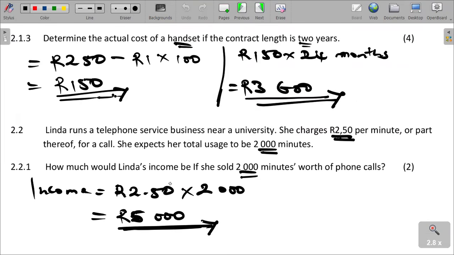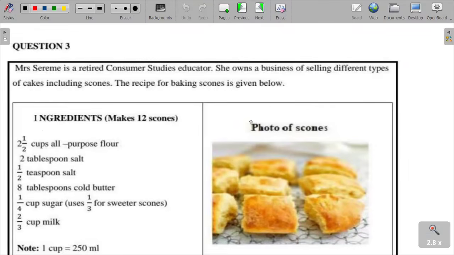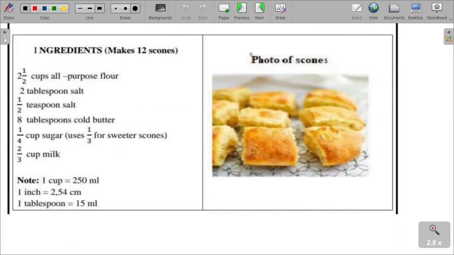Our next question is question 3. We are given that Miss Serimi is a retired consumer studies educator. She owns a business of selling different types of cakes, including scones. The recipe for baking scones is given below. This is the recipe photo of the scones that she bakes. So these are the recipes.